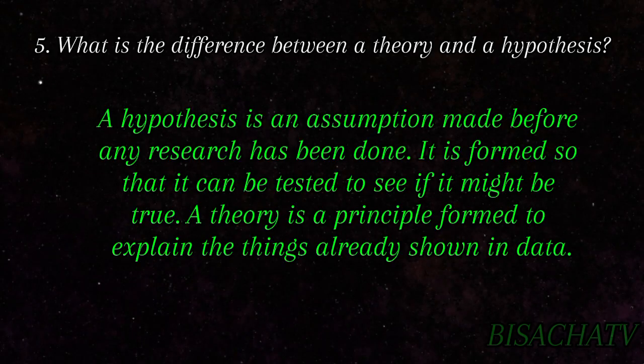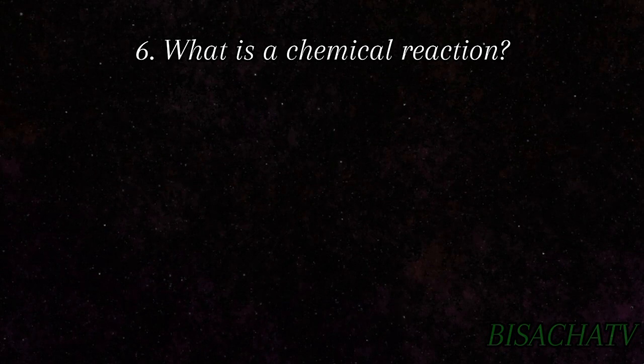A hypothesis is an assumption made before any research has been done. It is formed so that it can be tested to see if it might be true. A theory is a principle formed to explain the things already shown in data. 6. What is a chemical reaction?